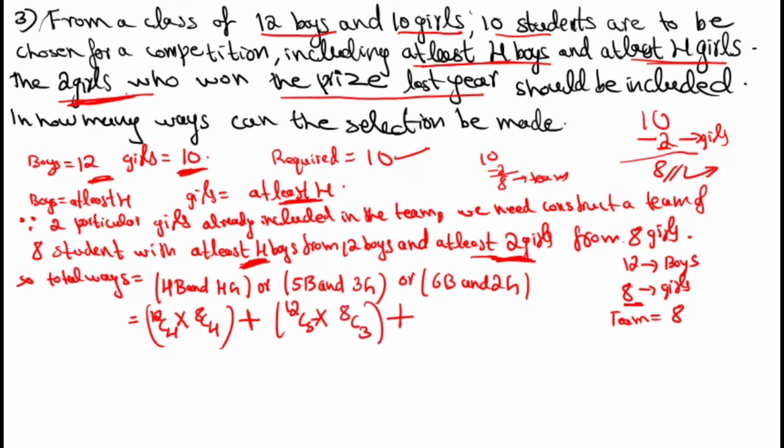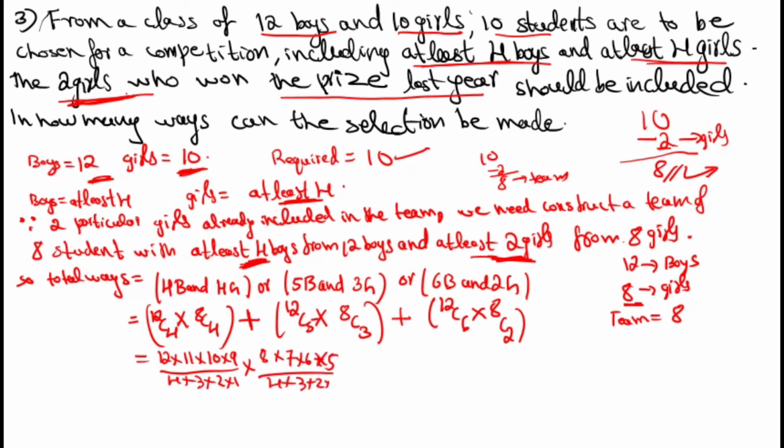Or is there? So plus, now see, next condition, 6 boys: 12C6, into, from the 8 girls you need to select 2 girls. So it's equal to 8C2. Okay, now simplify this one. It's equal to 12C4. We can write it as 12 into 11 into 10 into 9 divided by 4 into 3 into 2 into 1, into 8C4. That is 8 into 7 into 6 into 5 divided by 4 into 3 into 2 into 1. It's one value, plus 12C5.